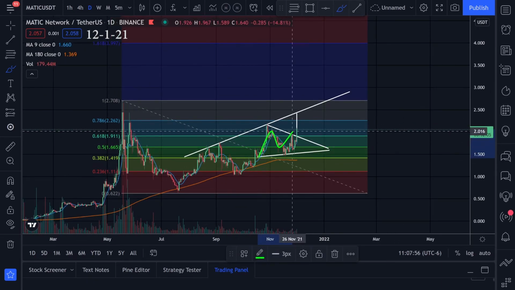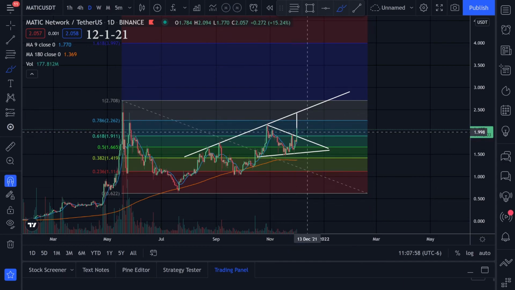Right now we're watching this pattern. We got a little breakout to the upside. Let's see if we could hit this target right here at around 2.40, 2.41. Let me know what you guys think.